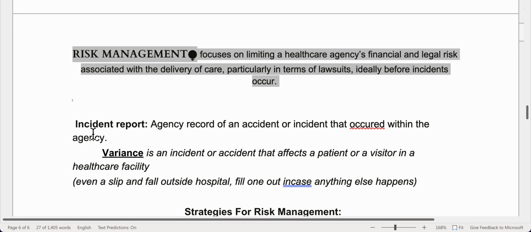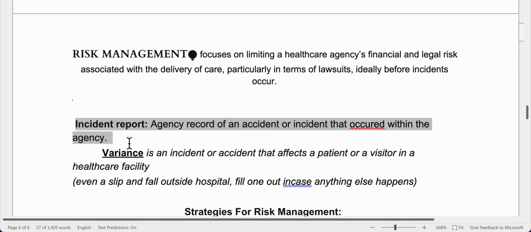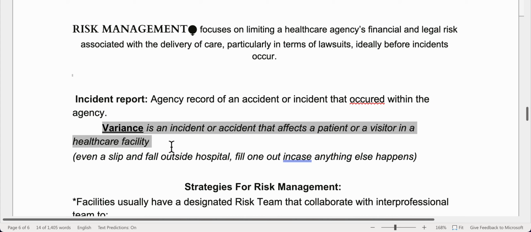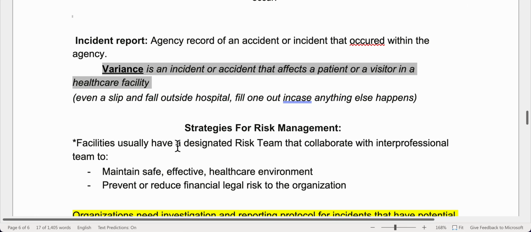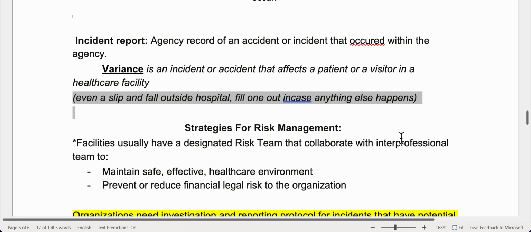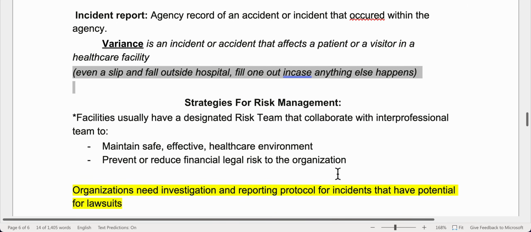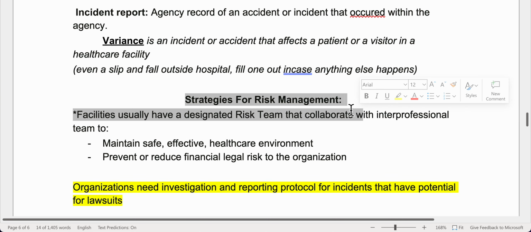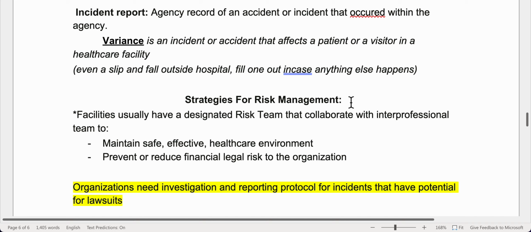Risk management focuses on limiting a healthcare agency's financial and legal risk associated with the delivery of care, particularly in terms of lawsuits, ideally before incidents occur. Variance is an incident or accident that affects a patient or a visitor in a healthcare facility. Even a slip and fall outside the hospital, fill one out in case anything else happens.